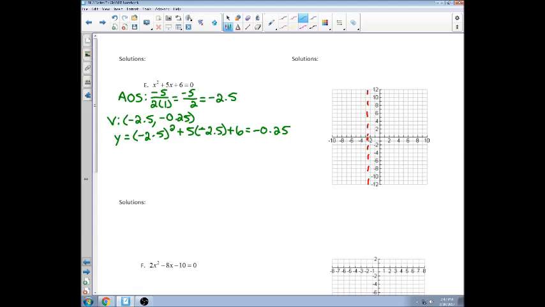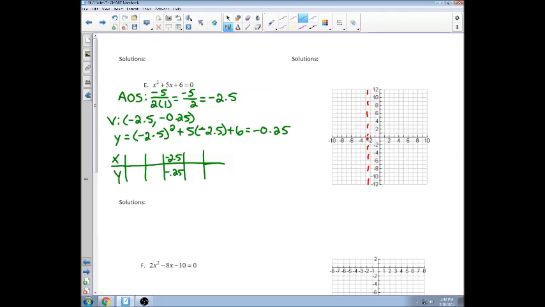Now to find the rest of my points, what I need to do is make a table. So I have x, y, 0, 1, 2, 3, 4, 5. My x value is going to be negative 2.5 in the center. My y value will be negative 0.25 in the center. Now instead of adding 1 when I'm going to the right and subtracting 1 when I go to the left, what I'm going to do is add what I need to get to the next largest whole number.